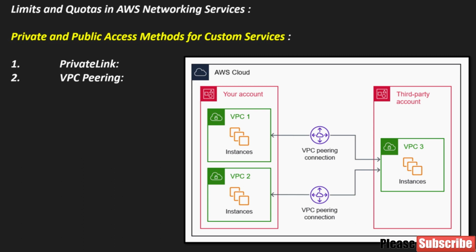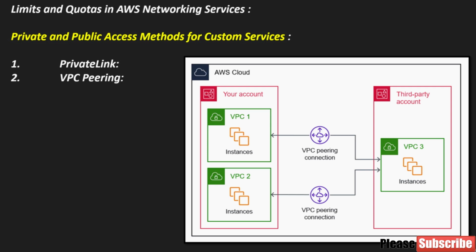So what are the private and public access methods for custom services? AWS provides various access methods for custom services, catering to different security and connectivity requirements. Two prominent methods, as I mentioned in an earlier lecture part. Number one is PrivateLink. It offers a secure and scalable solution because PrivateLink enables access to services over the AWS backbone without traversing the public internet. This is particularly advantageous for organizations prioritizing data privacy and security.